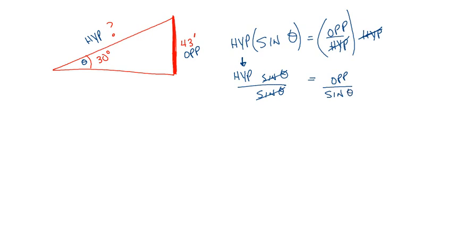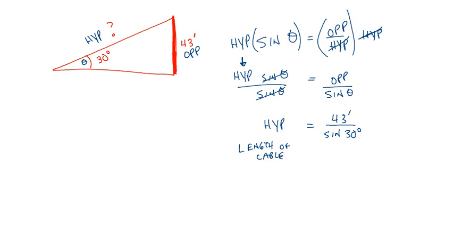What I want to do is take the opposite, which is 43 feet, divide by the sine of the angle, which was 30 degrees. That should give me the hypotenuse, the length of the cable that I need to go to the store and buy.